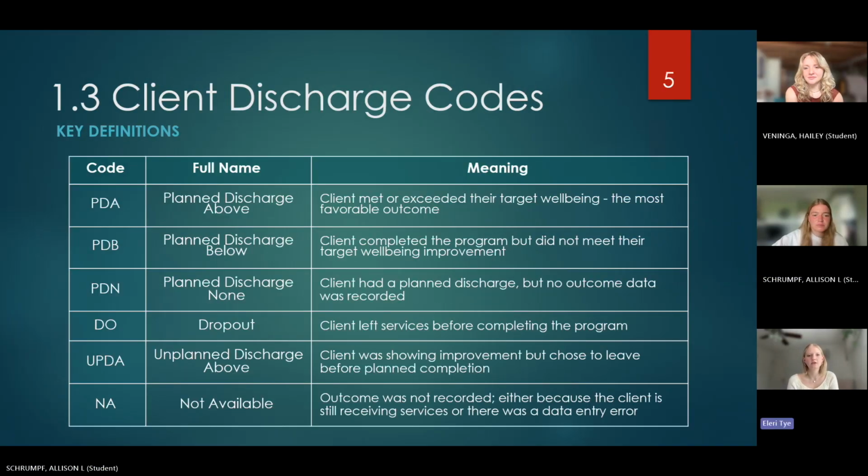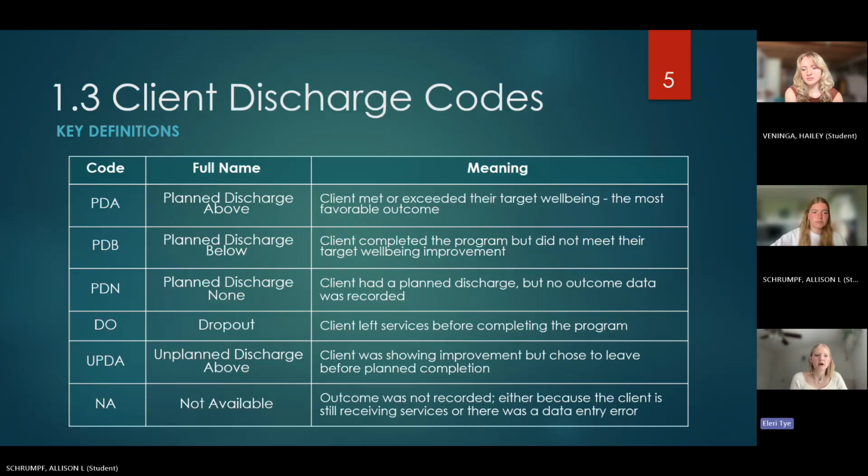Looking at our client discharge codes, these were the codes that we were given. We have PDA, which is plan discharge above. This is the ideal outcome, where the client met or exceeded their target well-being. Then we also have plan discharge below. This is where the client completed the program but probably did not meet their target well-being. And then we have plan discharge none, where there's no outcome data. And then we have dropout, where the client did leave services before completing the program.